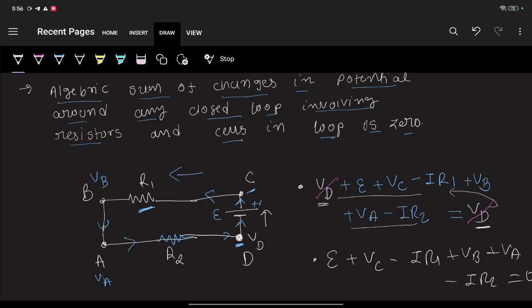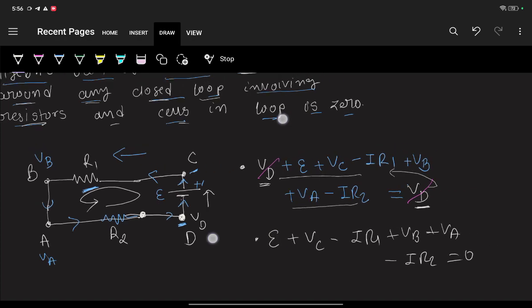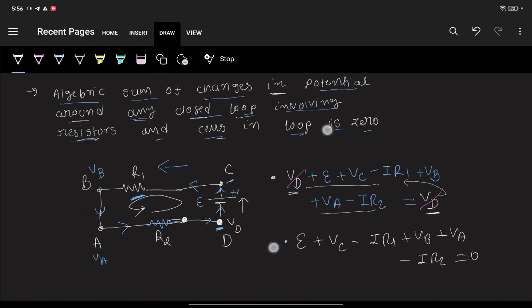So the statement: the algebraic sum of changes in potential around any closed loop, here it is our loop, any closed loop involving resistors and cell in the loop is 0. If you start at any point and end at this point, then the sum of all the potential changes will be 0. Understood?